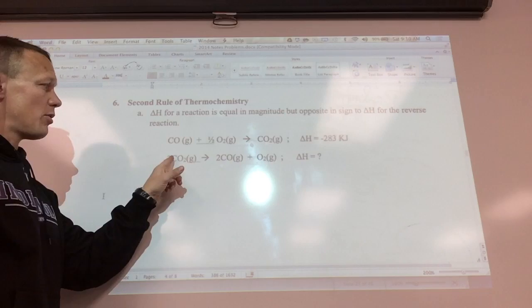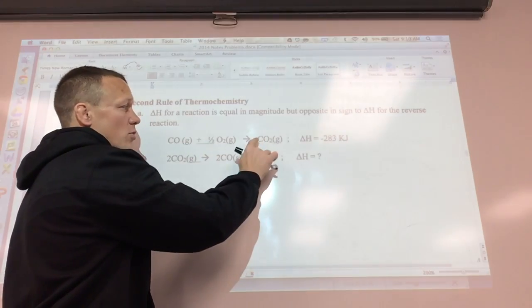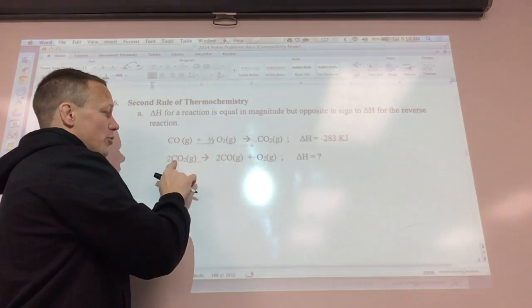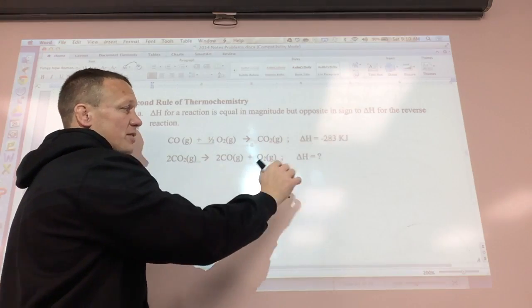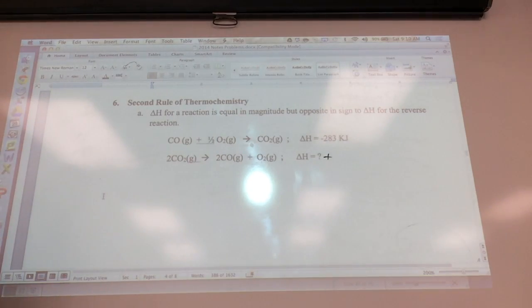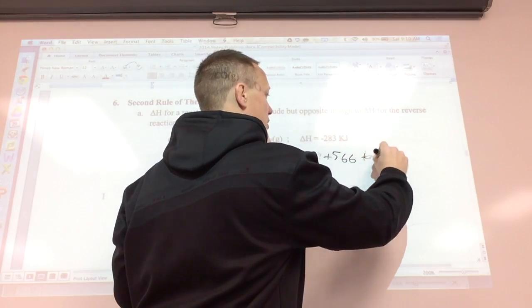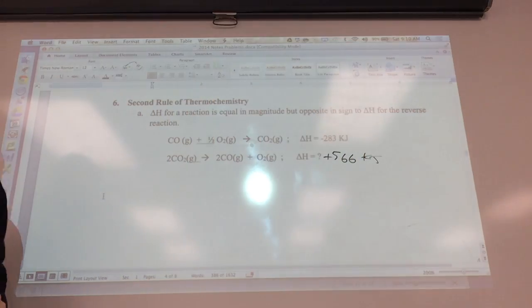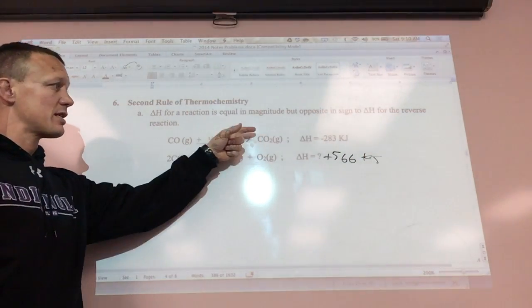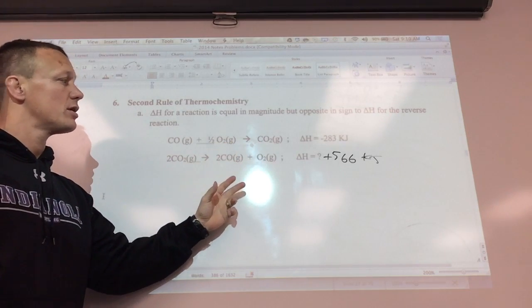But we also have doubled the coefficients. So remember, this is kilojoules per mole of this. So if we make it per 2 moles of this, it's going to double that. So we've got to flip the sign so it's going to be positive. It's going to be endothermic. And we would need to double this number. So it'd be 566 kilojoules. So the reaction going this way is exothermic. This way is endothermic. We have to add heat to make this break apart. Double the number.